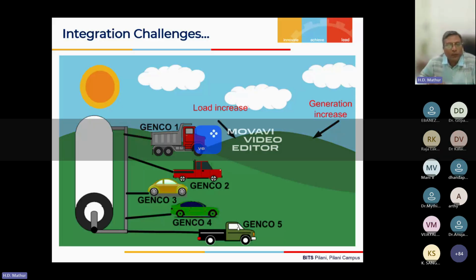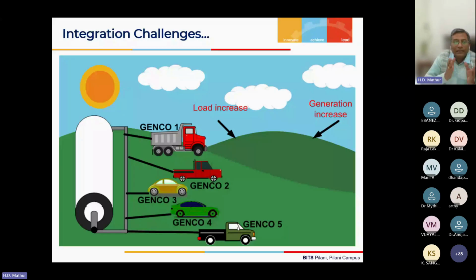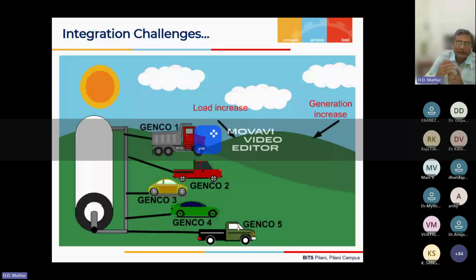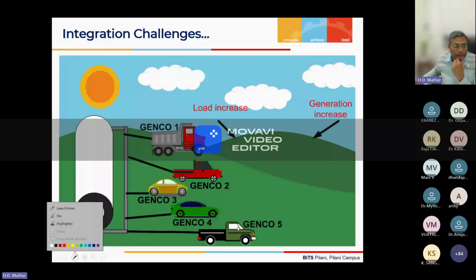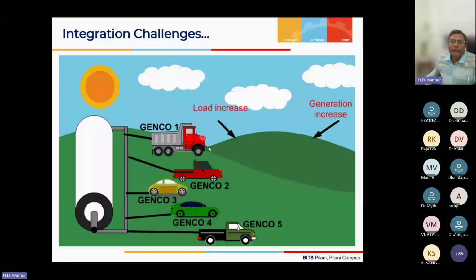So this is a very good example where a roller has to move with a constant speed. So how all generation companies have to balance themselves in such a way that this roller rotates with a constant speed all through, right? And on the other side that you see, load is increasing, you have generation challenges.